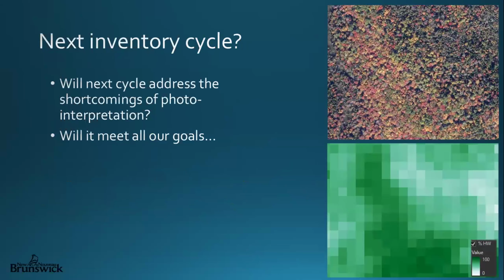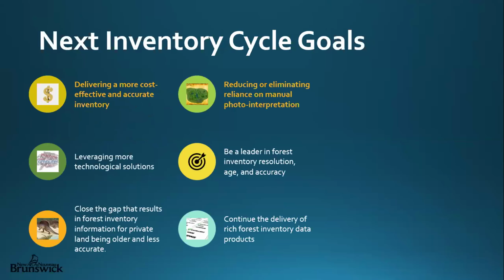So when we go into our next inventory cycle, our 5th, we're curious if we're going to be able to address these shortcomings of photo interpretation, and more so, is it going to meet our specified goals? Internally, we've got about 6 goals for our next inventory cycle, 2 of which I'm going to highlight here, and that's delivering a more cost-effective, accurate inventory. And the second one is reducing or eliminating the reliance on manual photo interpretation, specifically for tree species.